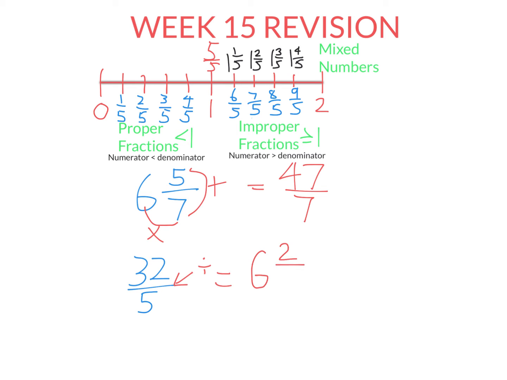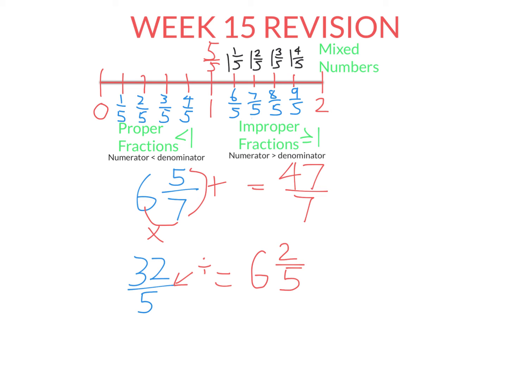Once again, I said when we're converting between mixed numbers and improper fractions, the denominator always stays the same. So how do we get this? So you do this number divided by this number. The whole number part becomes the integer over here. The remainder goes on top, and the denominator stays the same.